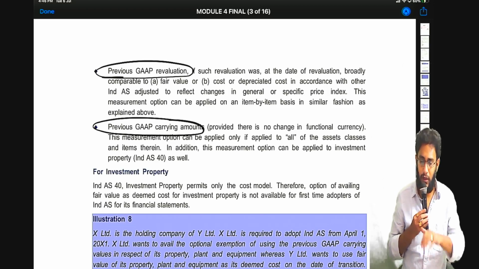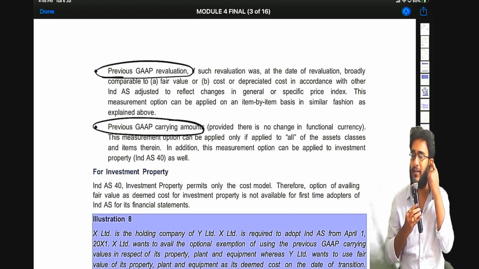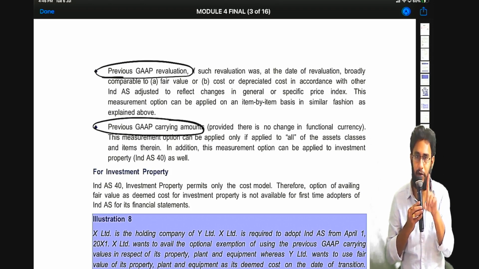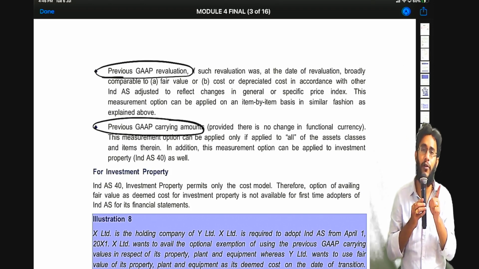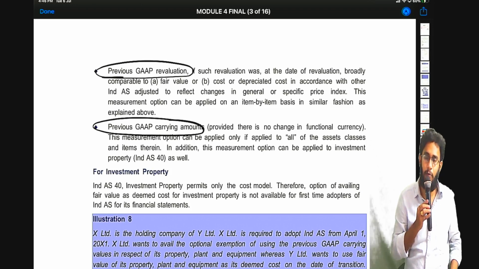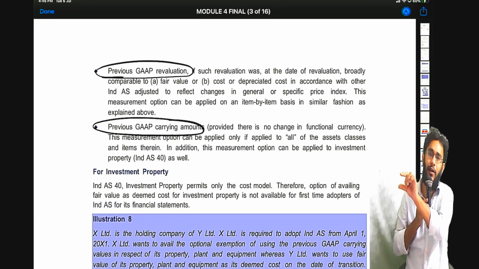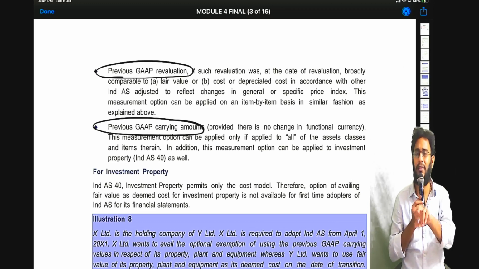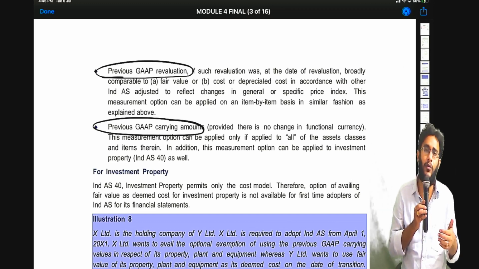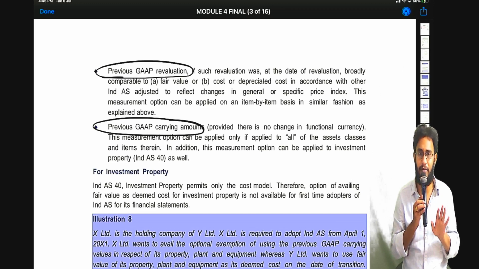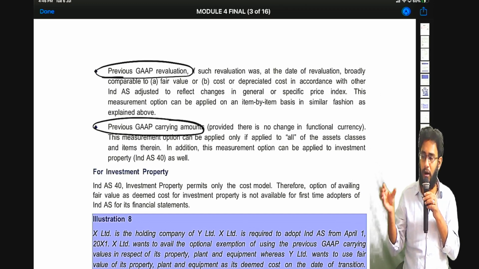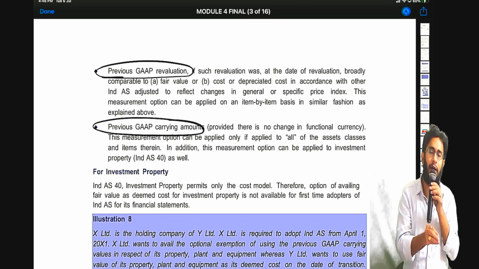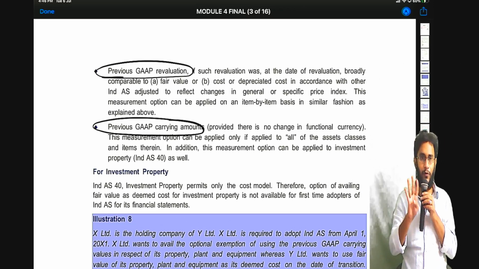So all in all, total four options are there, sir. One is to give a retrospective effect. Number two, do fair valuation on the transition date. Number three, if you have followed the revaluation model under previous GAAP, a revalued amount we will accept, provided that revalued amount is near to the fair value today or cost less depreciation today. Number four, previous GAAP, whatever carrying amount is there, that carrying amount as it is we will accept. So total four choices are there.